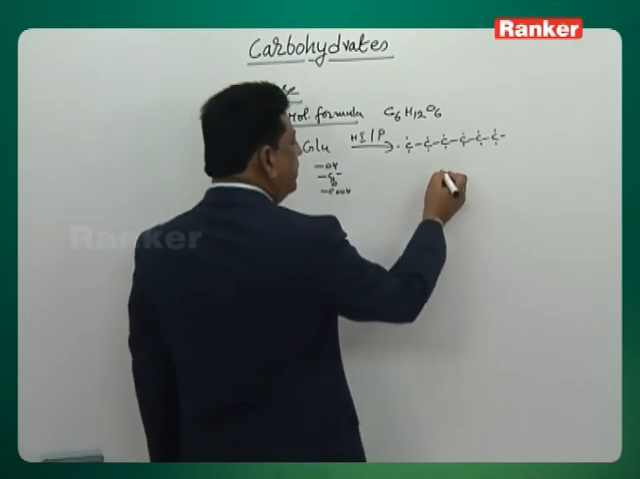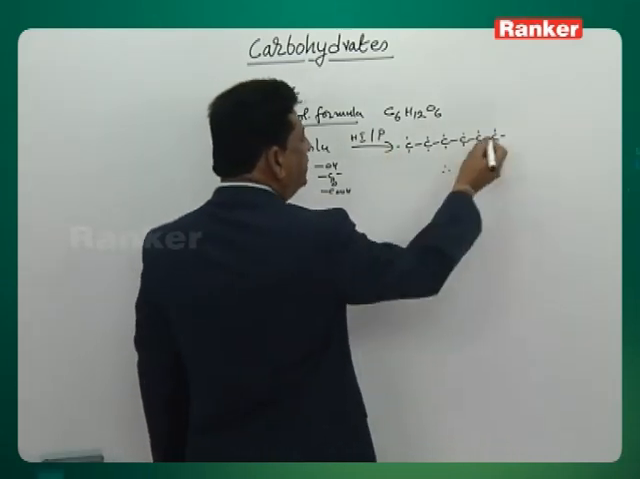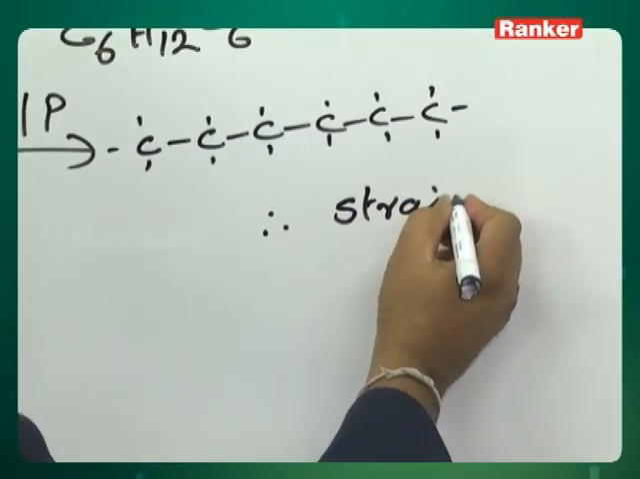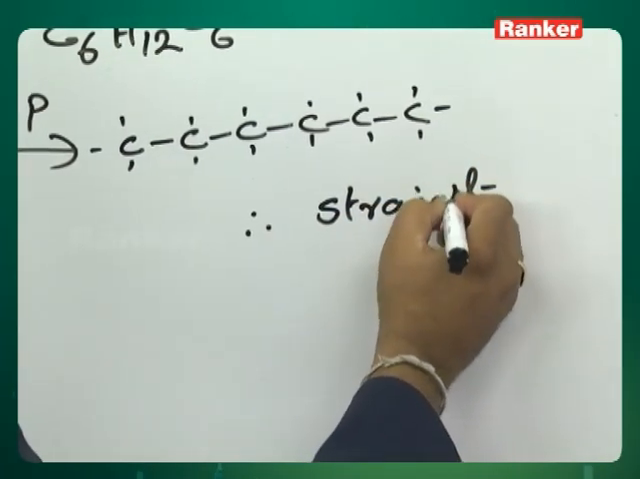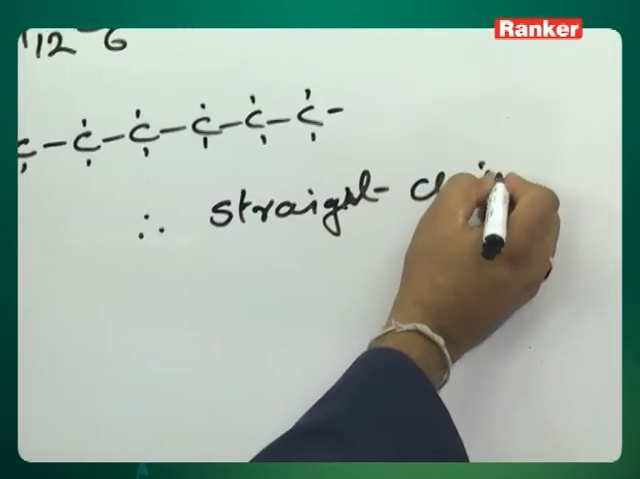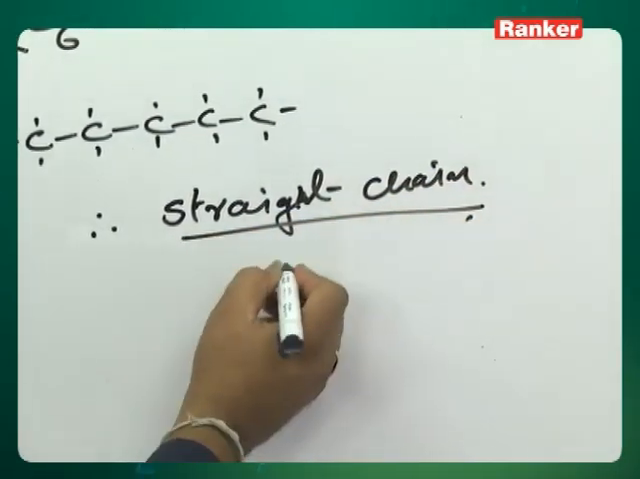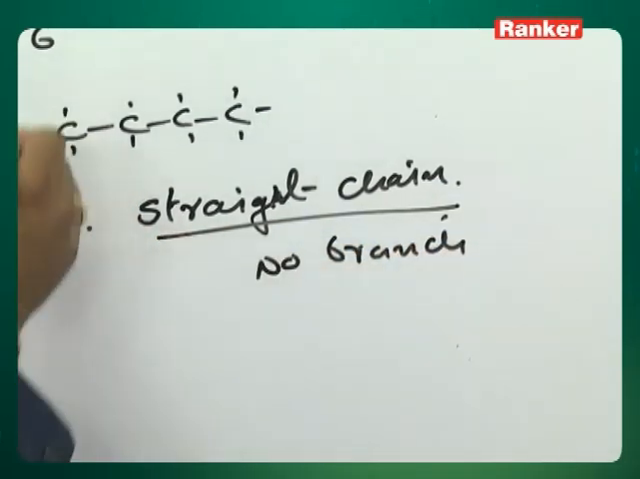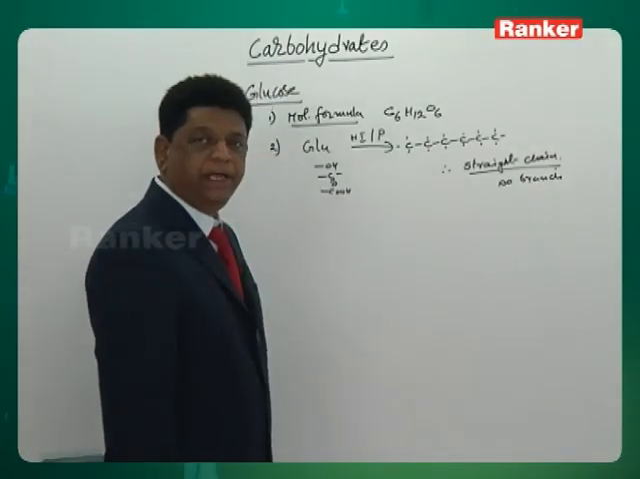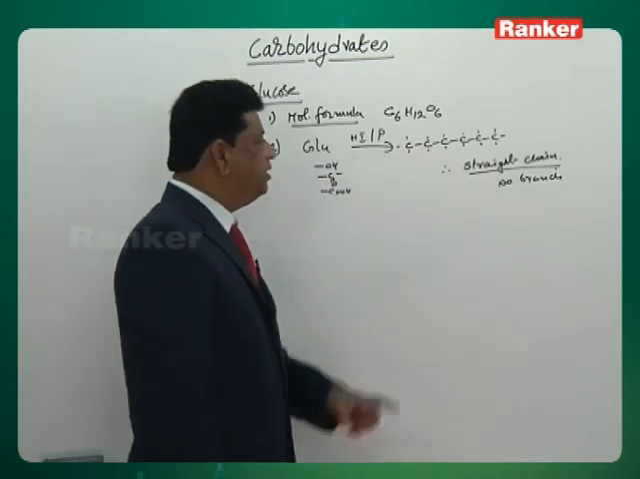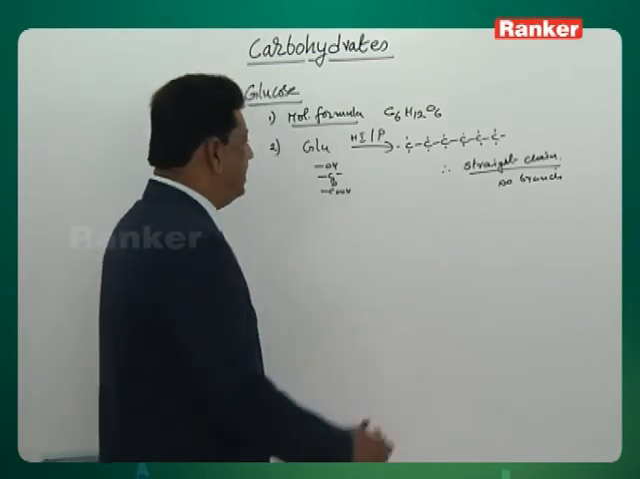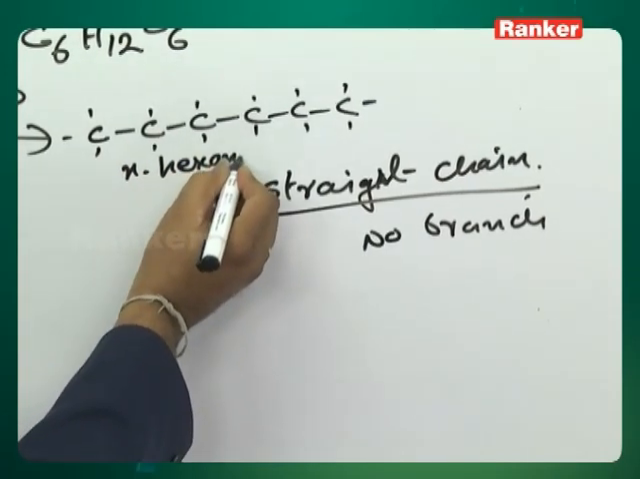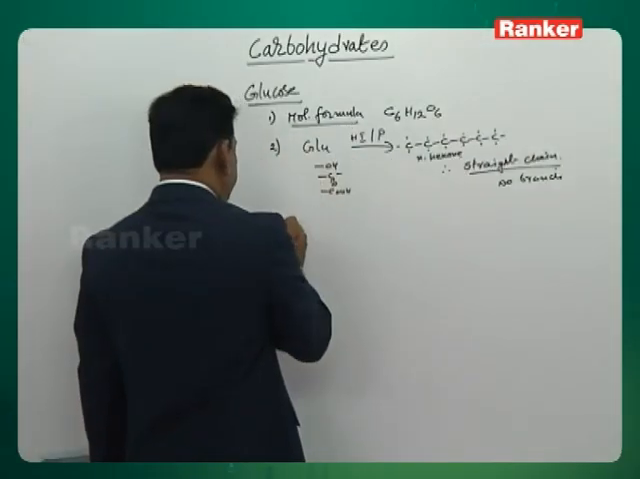So this reaction shows all the 6 carbons are in a straight chain. There is no branch. If a branch were there, we would have got a branched hexane. So the formation of straight n-hexane shows clearly that there is no branch present in glucose.